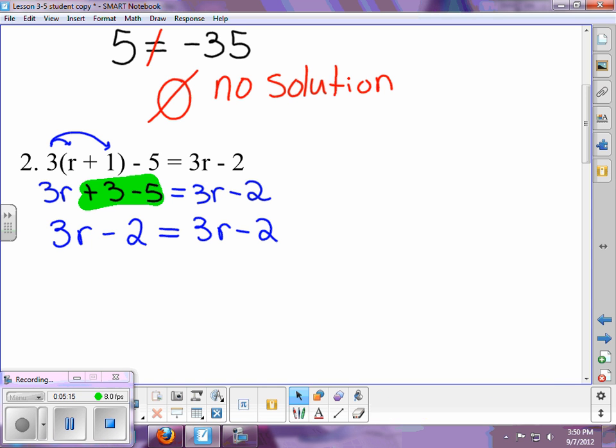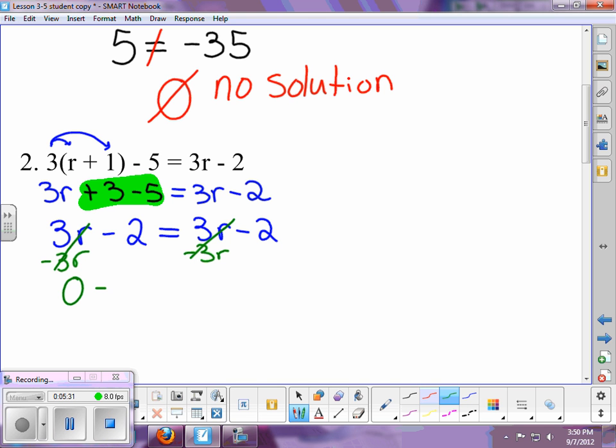Now some people recognize what's going to happen already. But we know our next move is to move the variables to one side. That means in this case subtracting 3r from both sides. What happens is very similar to number 1. 3r minus 3r is going to be 0. We're left with, on the left, 0 minus 2. And on the right, 3r minus 3r is also 0. And we're also left with 0 minus 2. So finish it up. 0 minus 2 is negative 2. Negative 2 equals negative 2.